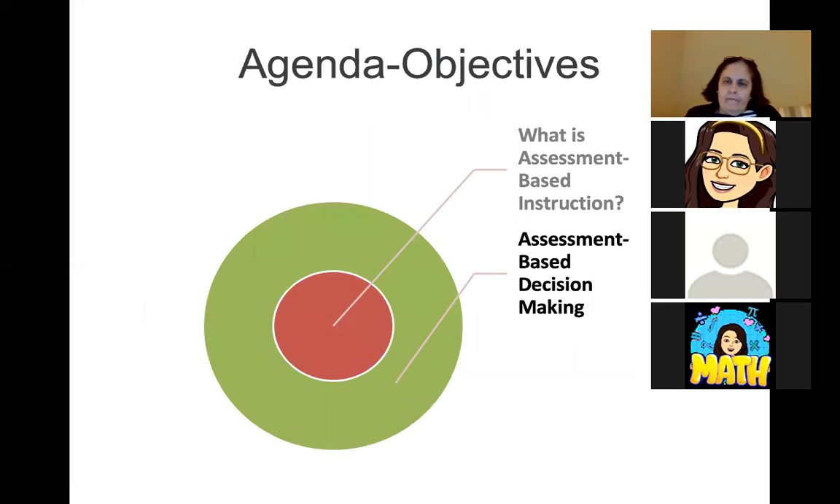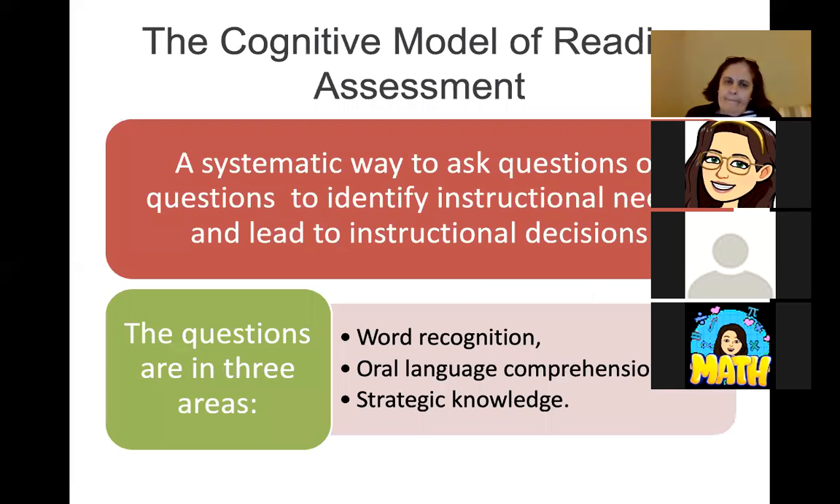So now that we looked at assessment-based instruction and we understand how this can function, what is assessment-based decision-making? There are different models that you can think of for this. I'm going to be showing you the cognitive model, and I will be explaining how this can be applied within the context of an early learner, but it can be for all grades.